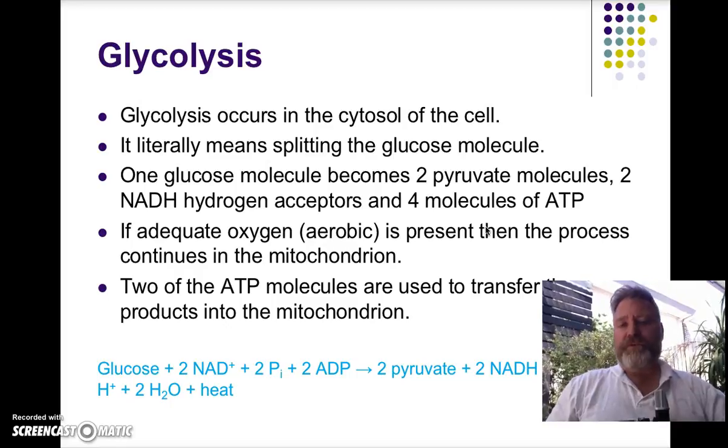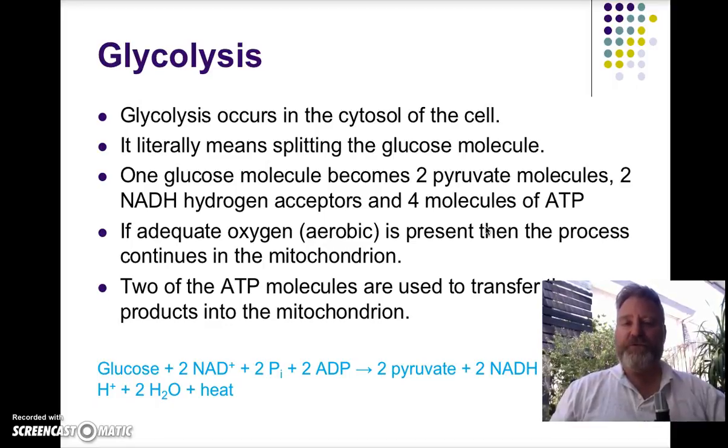So the first stage is glycolysis. This occurs in the cytosol of the cell. Glycolysis literally means splitting, lysis, of a glucose molecule. Glucose, lysis, split. You see lysis a lot. 1 glucose molecule is split to create 2 pyruvate molecules.